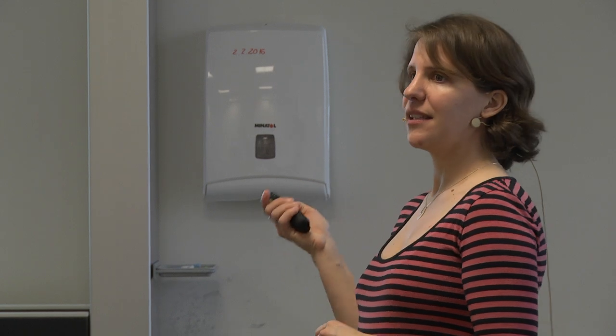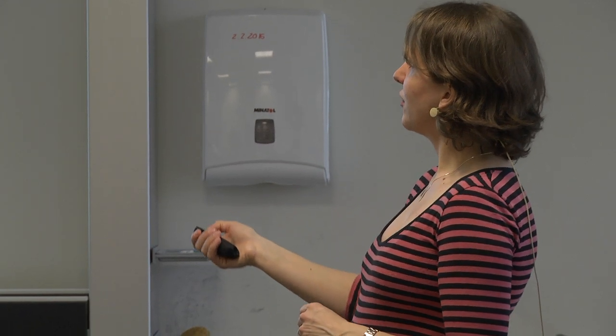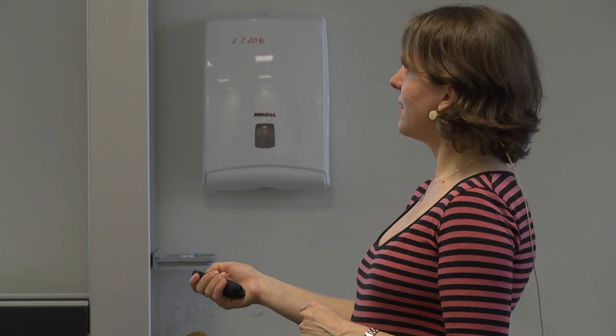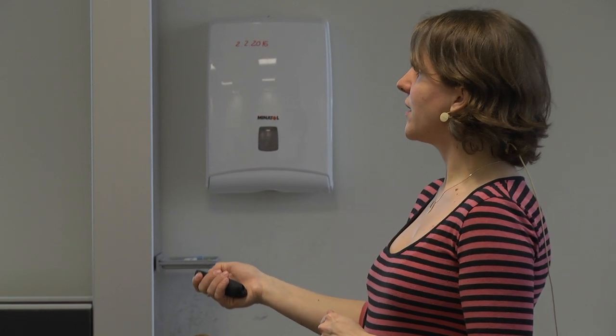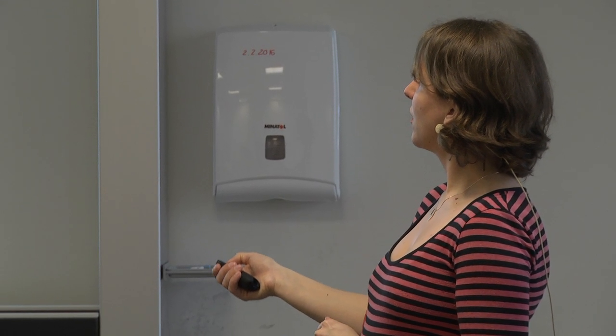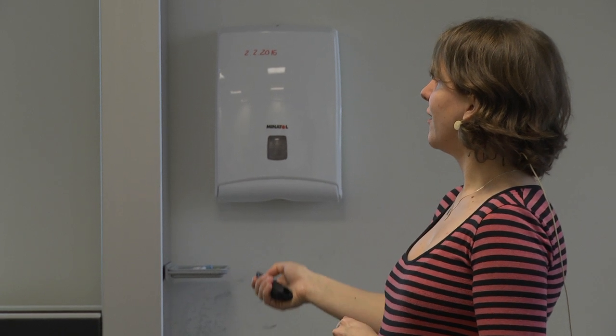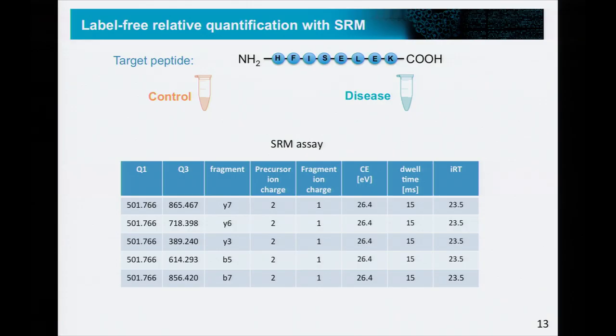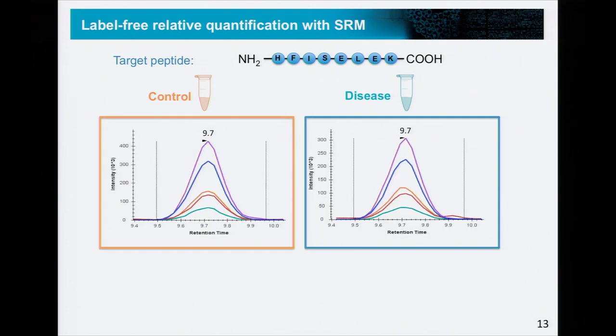Super, so we need the SRM assay, and we already said what this SRM assay contains. It's this table we have seen many times yesterday with Q1, Q3, collision energy, dwell time, and if we are very experienced and good SRM people, we also have retention time information somehow. Once we have this assay, we measure both samples, and this is what we get. Here you see the two chromatograms for the 5 transitions in the control and the disease sample. What do I do now with this data?